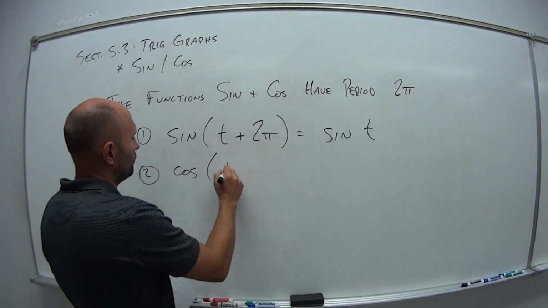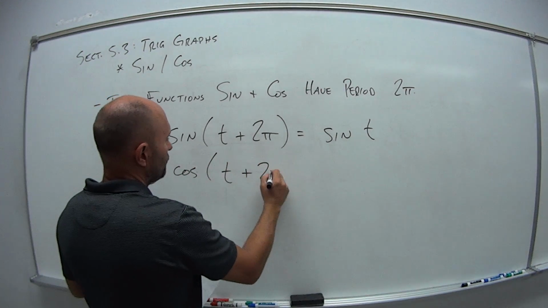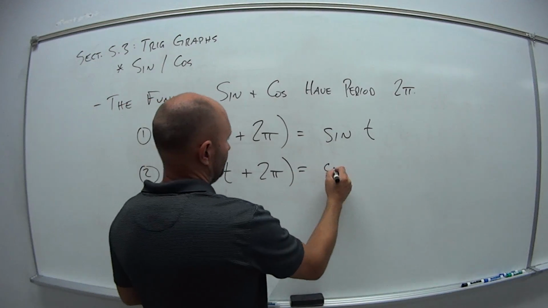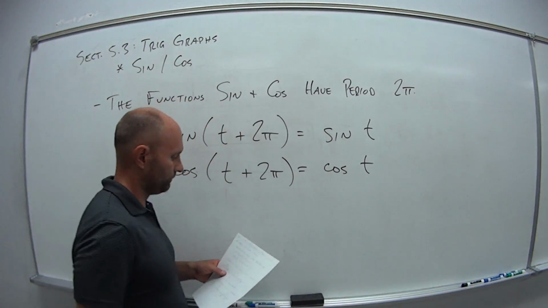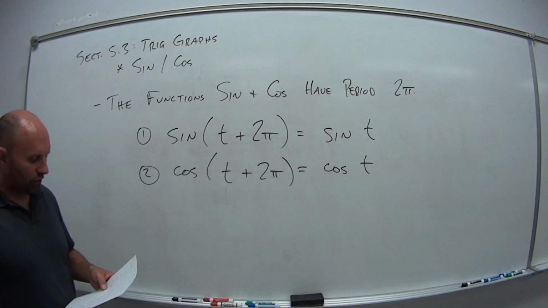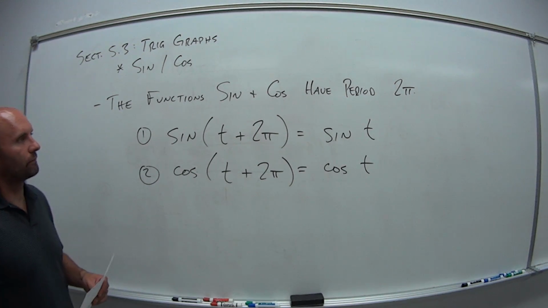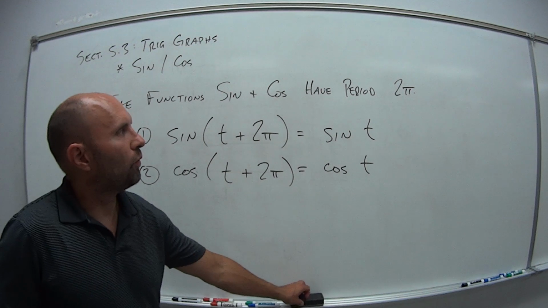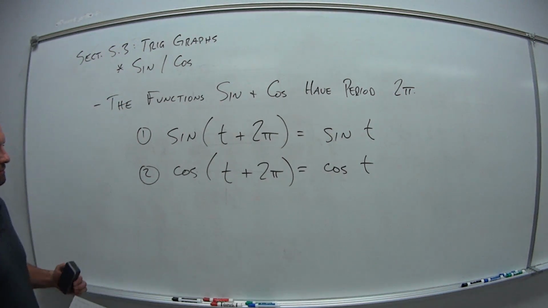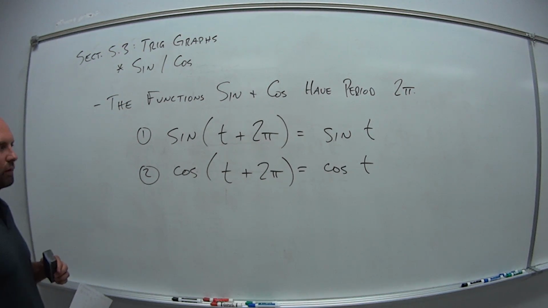And similarly, cosine of t plus 2 pi is the same thing as cosine of t. So, what do these graphs look like? If you need to pause it, get caught up with the writing, go ahead.